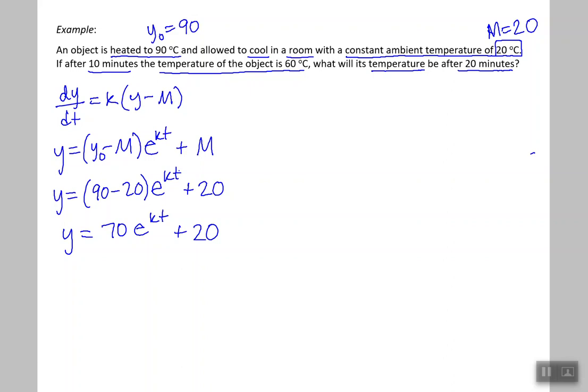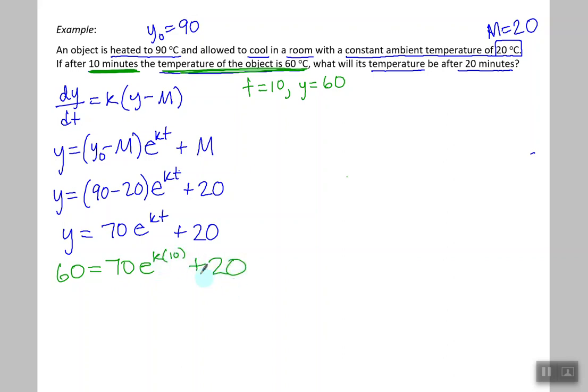We're given a little bit more information about how, after 10 minutes, the temperature of the object is 60 degrees. So when t equals 10, the y is 60. We can use that information to find the value of k to get a better particular solution. So we plug in 60 for y and 10 for t.